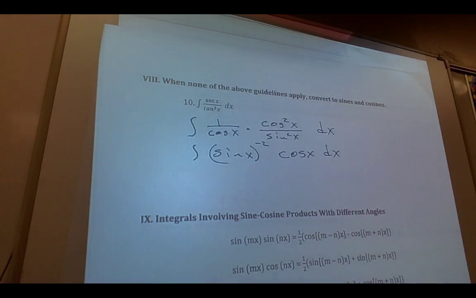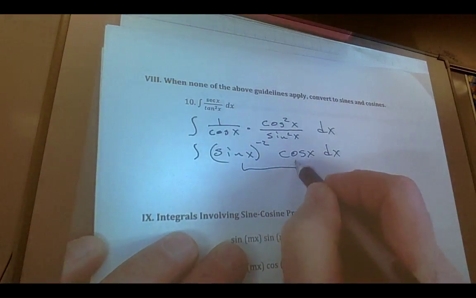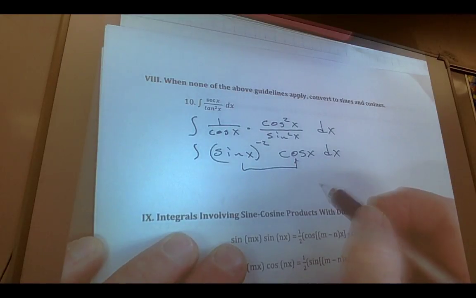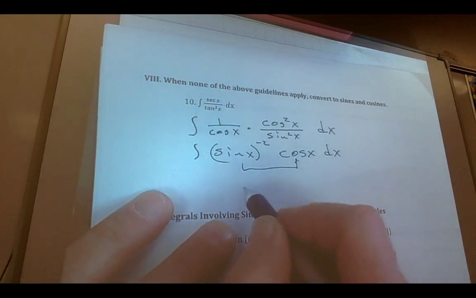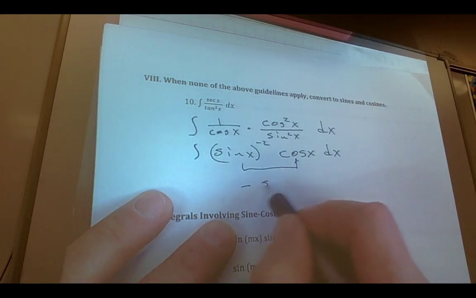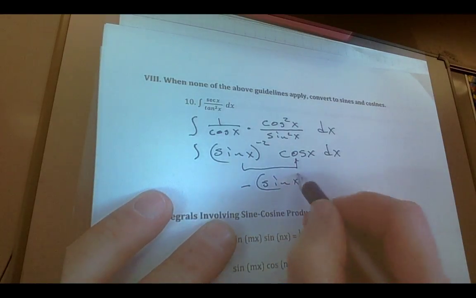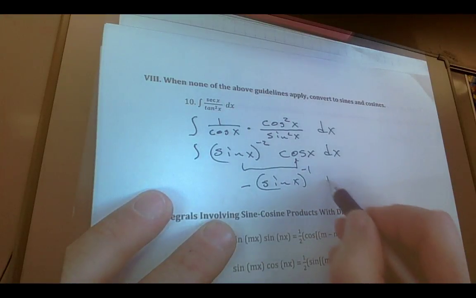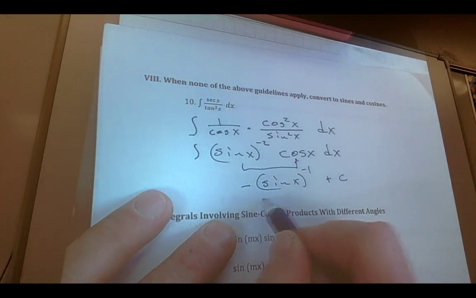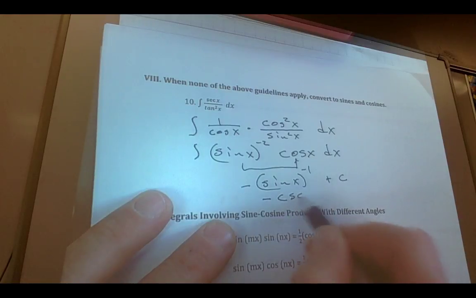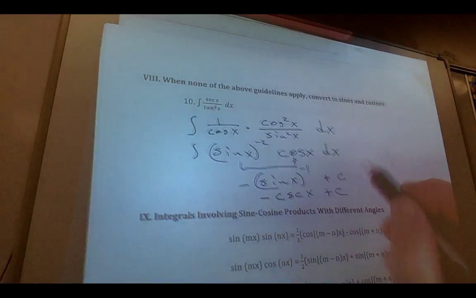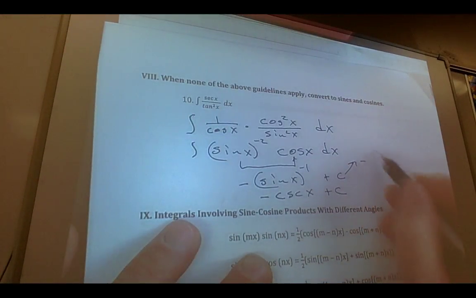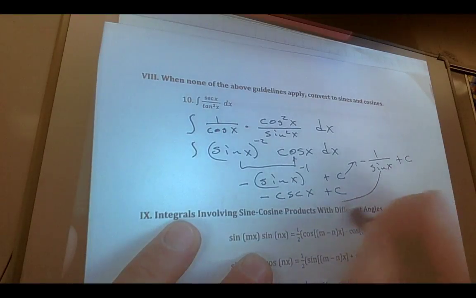The chain rule, because the derivative of sine is cosine, correct? So now I've got it in a form in which I can reverse the power rule. So I'm going to have negative sine of x to the negative 1 power plus c, or the negative cosecant of x plus c. I see a few questions there. A negative 1 over the sine of x plus c, which gives me that. Is that better?